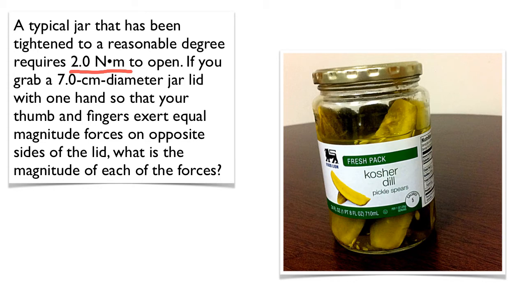So here's a question. Suppose you grab the jar with your hand and your thumb and fingers exert equal magnitude forces on opposite sides of the lid. The question is, what is the magnitude of each of the forces? So basically we're saying, how much force do you have to apply to opposite sides of the jar lid in order to produce a torque of 2.0 newton meters? Let's take a look at this one.